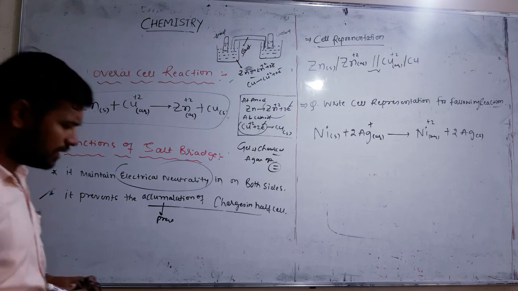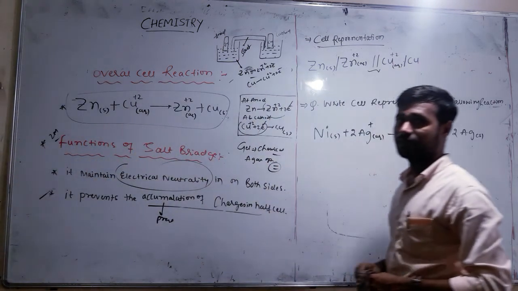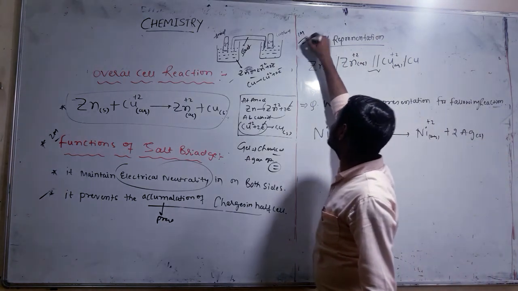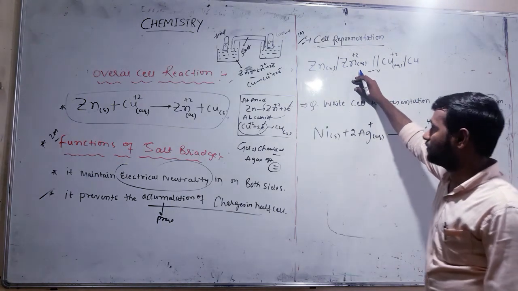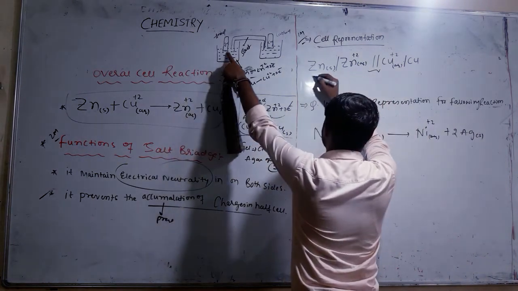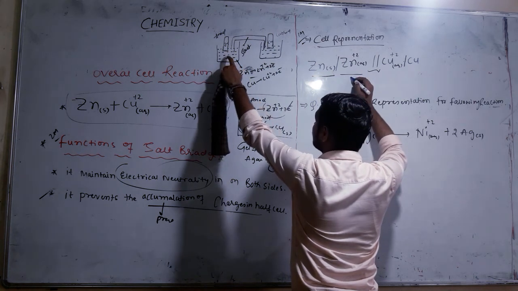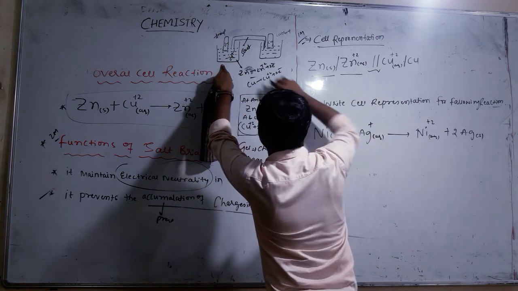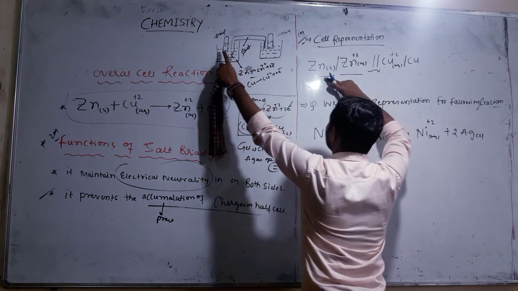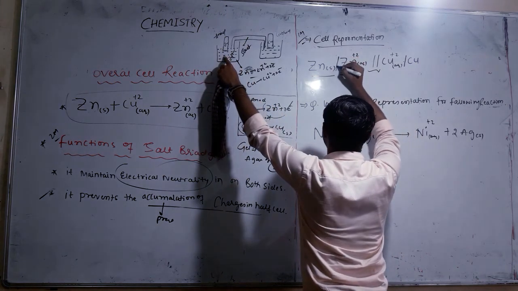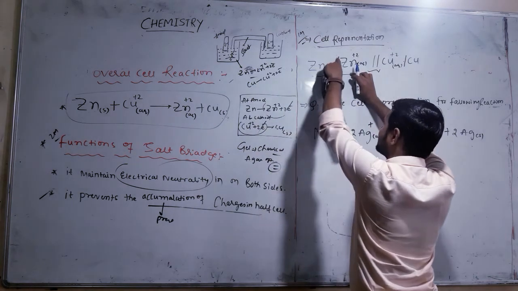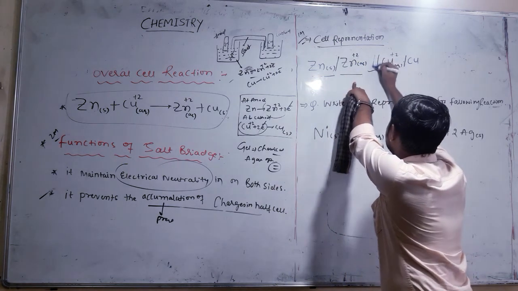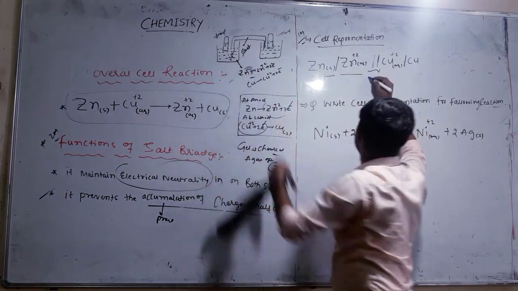Now, if we write the whole thing as a cell representation, what will it be? How can I write it? First, I am writing zinc, because this is a solid electrode, and it is dissolving to give Zn plus 2 ions. Zn plus 2. This electrode and this electrolyte are separated by an interface, because zinc is a solid in the Zn plus 2 solution. And this double slash is the salt bridge.